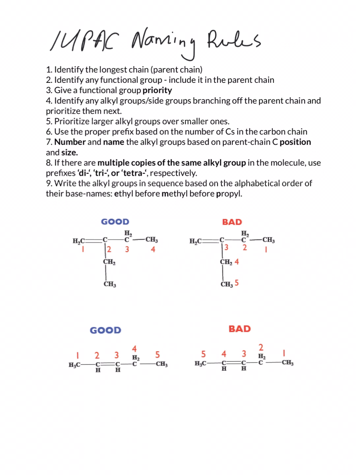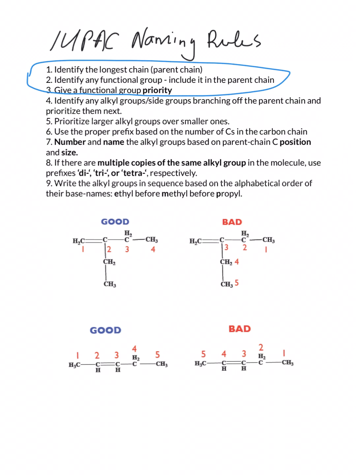If you look at rule 1 and rule 2, the first thing you do is identify the longest chain, and that becomes the parent chain. Then you identify any functional group and include it in the parent chain, and you do what's called giving that functional group priority. What it means to give the functional group priority is you number the parent chain in order to make the number as low as possible for that functional group.